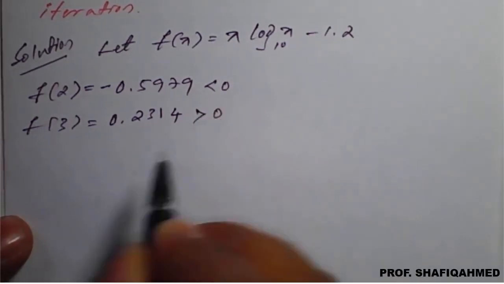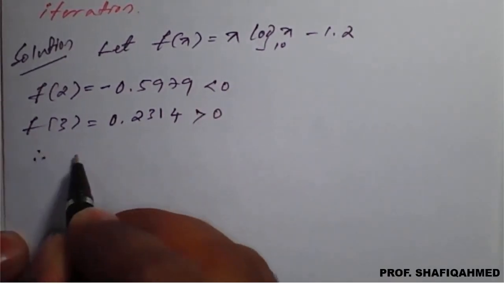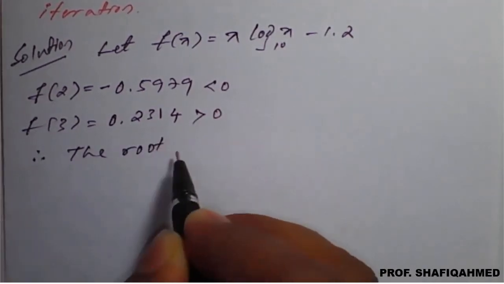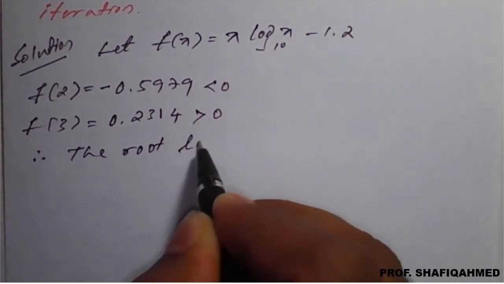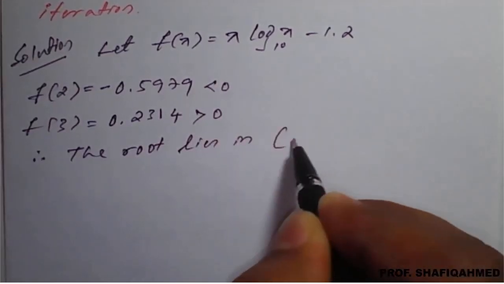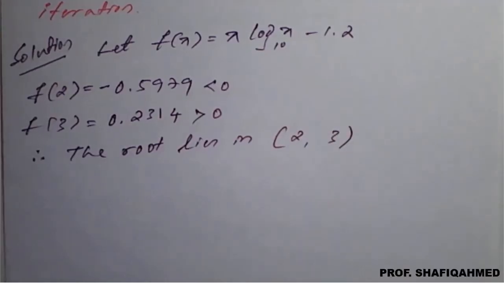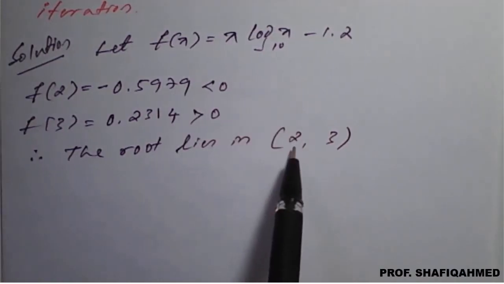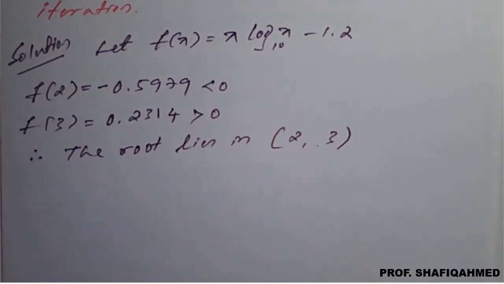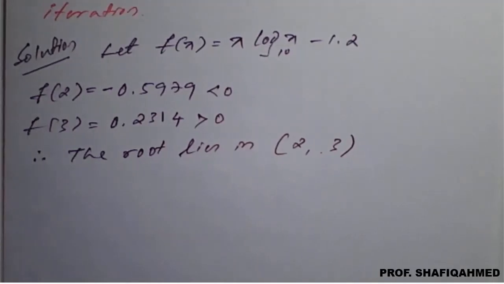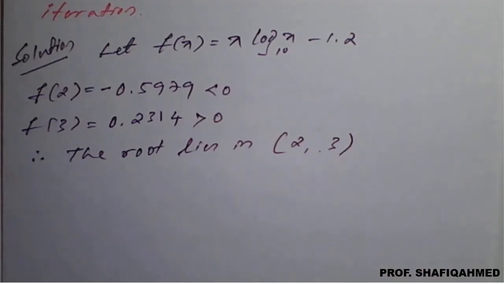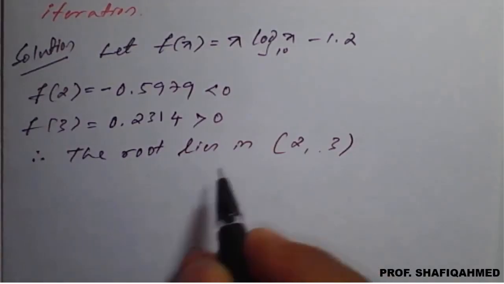Immediately we can judge that the root lies between 2 and 3, which means our answer to this question lies at 2 point something. That one we have to remember. Once we get this, we'll recheck to reduce the number of iterations.